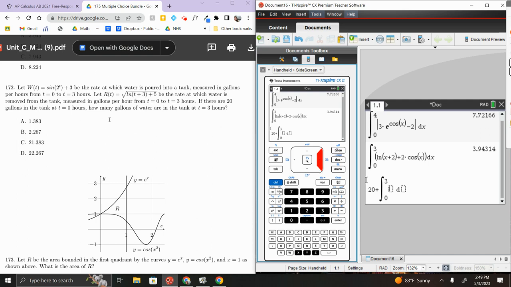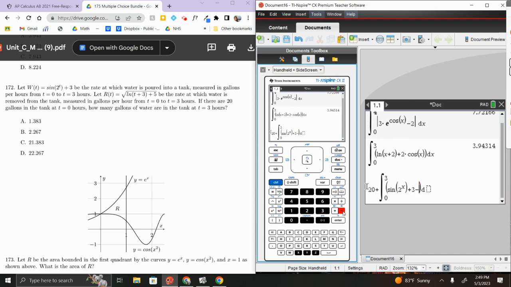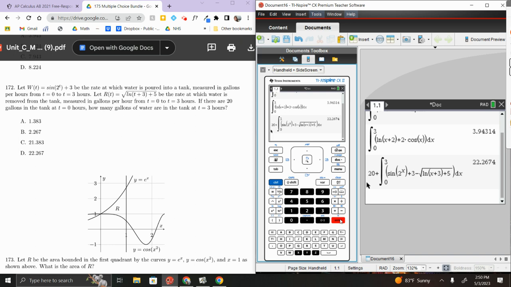And then it's going to be the rate that it enters, so that's sine 2 to the power of x plus 3, minus this other one, so square root of natural log x plus 3 plus 5 dx. And we get 22.267, which is D.